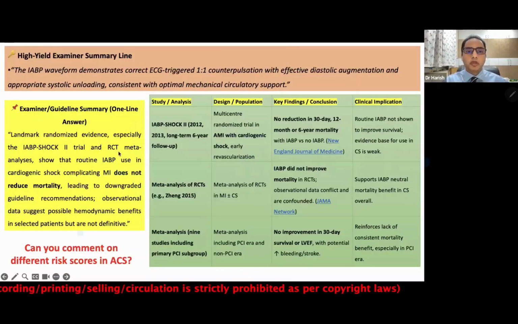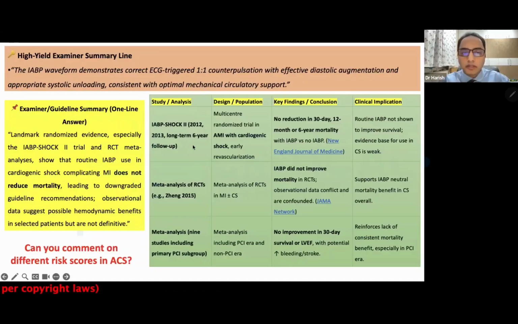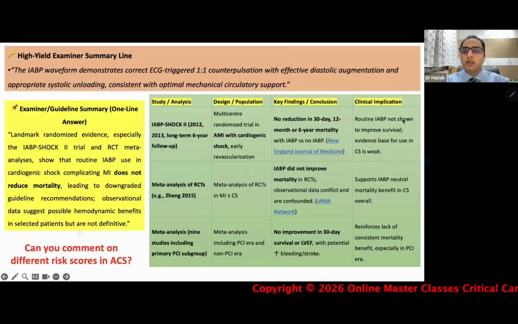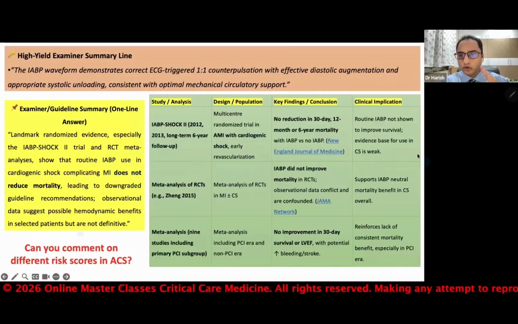If we see the landmark trial, the IABP-SHOCK II trial, 2012 and 2013, with a long-term 6-year follow-up, it is a multicentre RCT in patients with acute MI and cardiogenic shock. Early revascularization was done. There was no reduction in 30-day, 12-month or 6-year mortality with IABP versus no IABP. It is NEJM published data. So routine IABP has not been shown to improve survival, and there is no evidence base for its use in cardiogenic shock in routine practice.